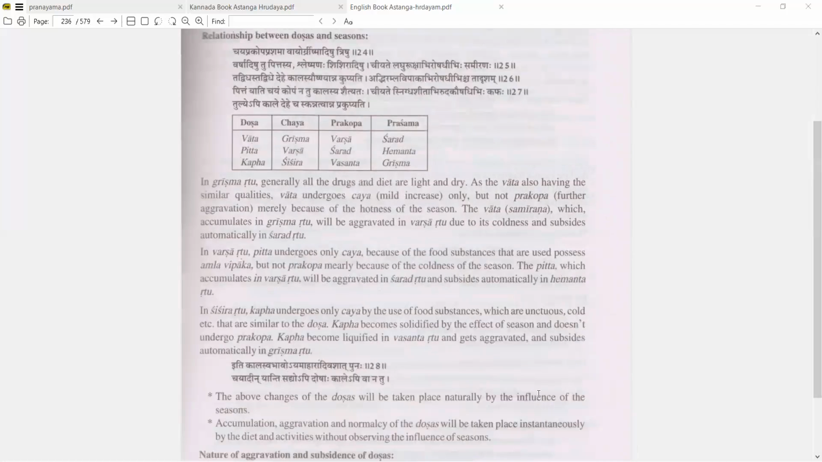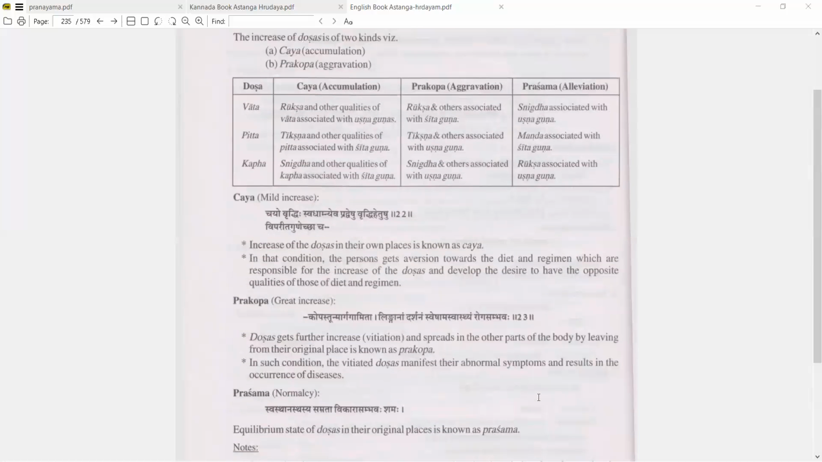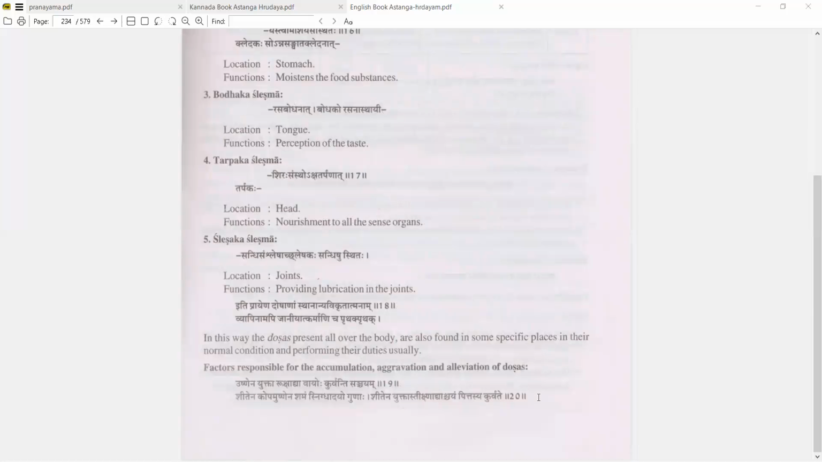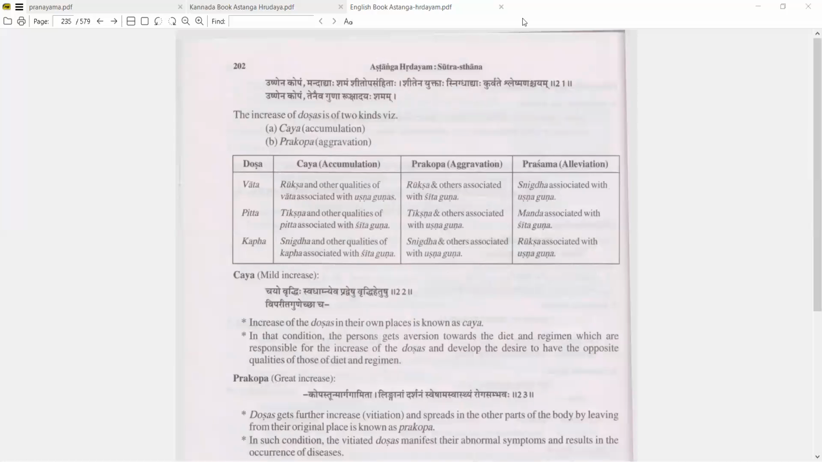Thank you, Suchitraji. Sharnaji, do you want to read factors responsible for the accumulation, aggravation, and elevation of doshas? Yes, I will.